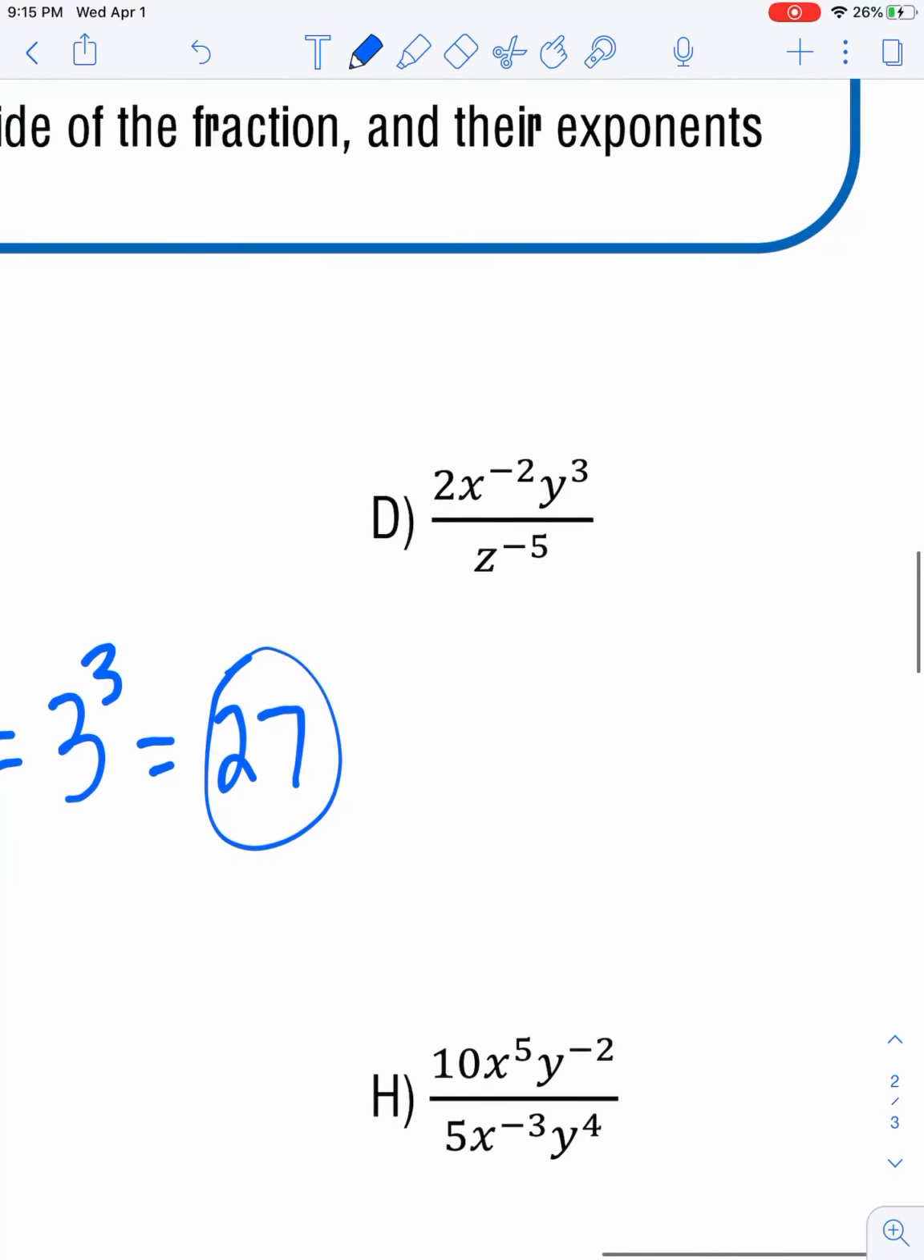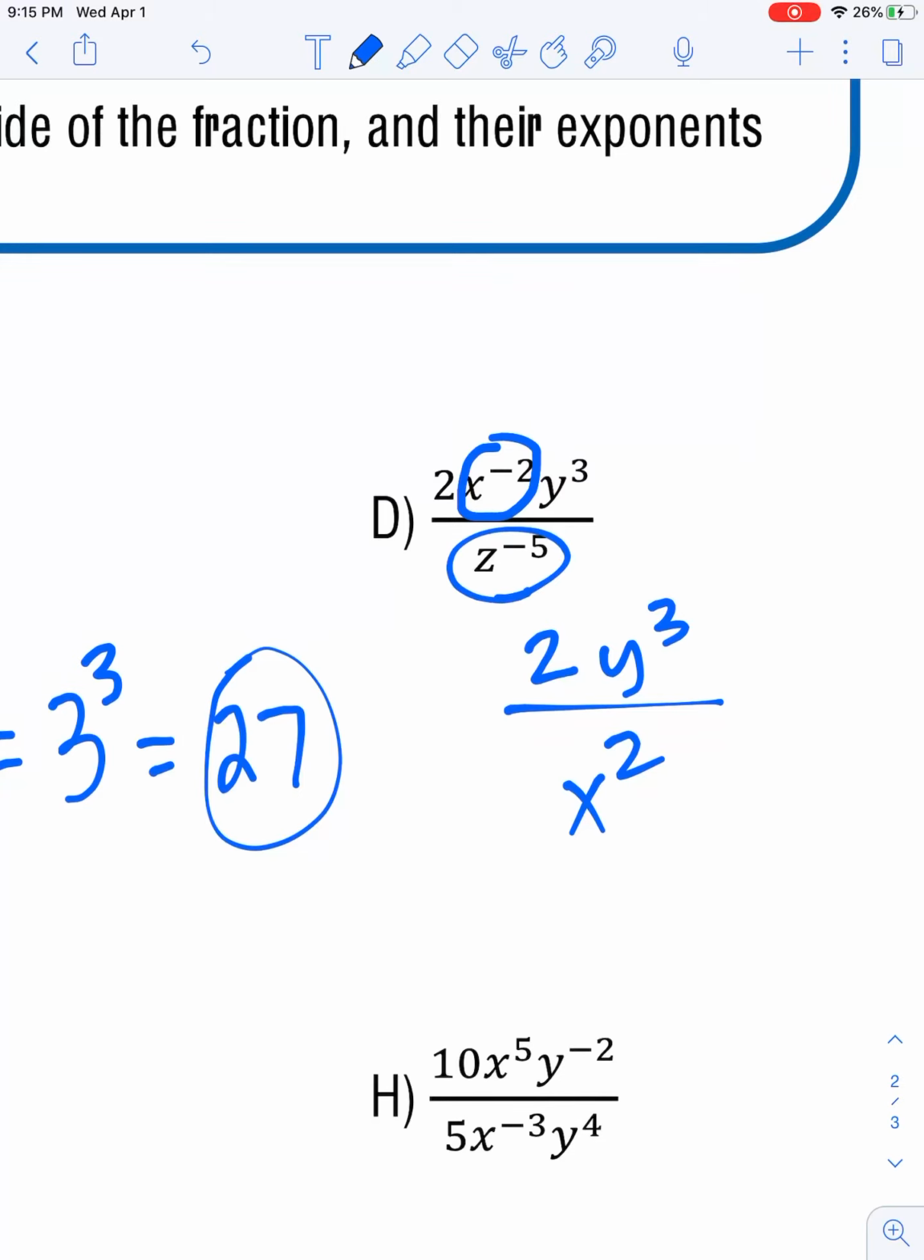Part D. Here, if I just rewrite everything, getting rid of negative exponents, nothing happens with that 2. This x to the negative 2 will move to the bottom, and then the exponent becomes positive. Y to the 3rd will stay on top. And z to the negative 5, that's going to move to the top, and the 5 becomes positive. So that's our final answer on part D.